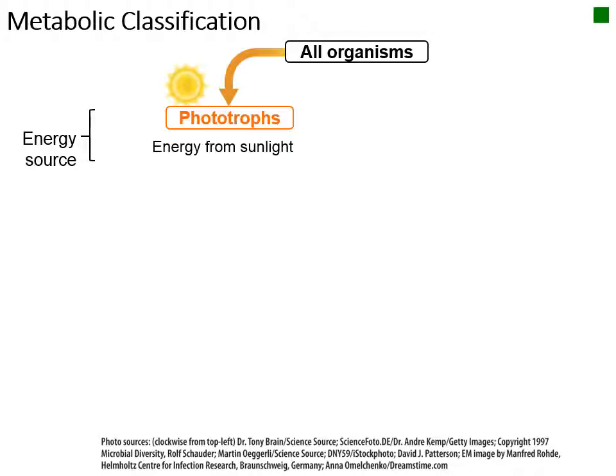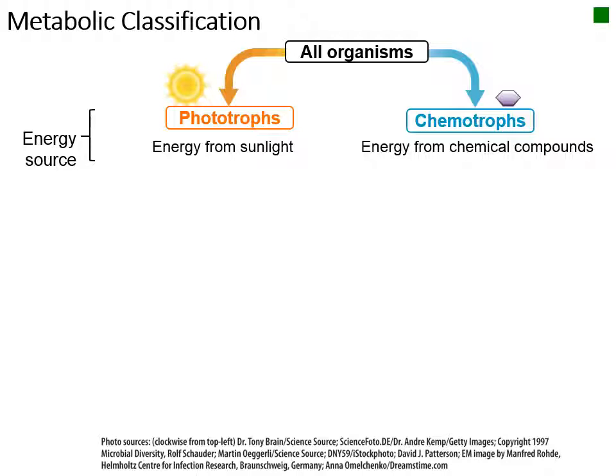Organisms are classified based on these energy and carbon sources. All organisms obtain energy in one of two ways, either from the sun, in which case they are called phototrophs, or from the breakdown of chemical compounds, in which case they are called chemotrophs.